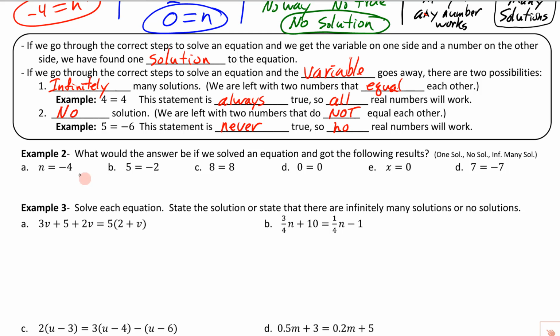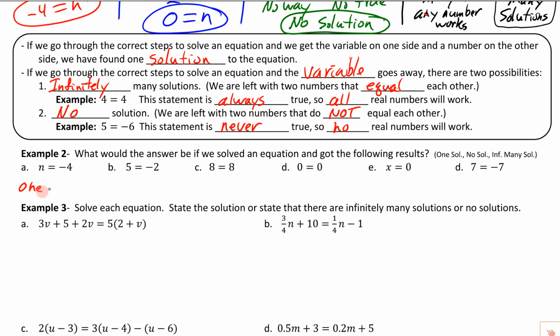So in example 2, it says, what would be the answer if we solved an equation and we got the following results? Would it be one solution, no solutions, or infinitely many solutions? And you'll notice the way that I abbreviated those. That would be just fine. I would like you to spell that out a couple times just so you're sure you know how to spell the word infinitely. That always trips people up, but we will use some abbreviations as we get going here. So notice on this side, this just says we solved it and we got n equals 4.